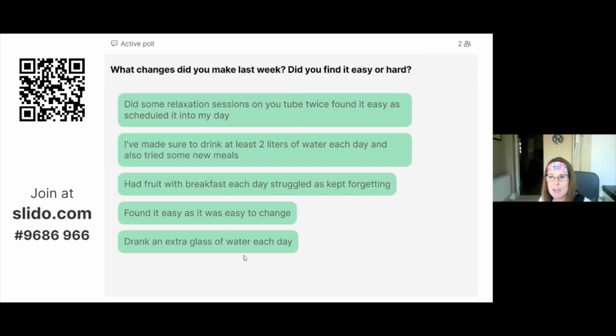I made sure to drink at least 2 litres of water each day, and also tried some new meals. Excellent. That's really, really good. So the ideal is about 2 litres of water each day, which is perfect to keep us nice and hydrated, keep flushing through the toxins, keep everything working in all of our internal organs, and keep them nicely working as well. And try new meals.